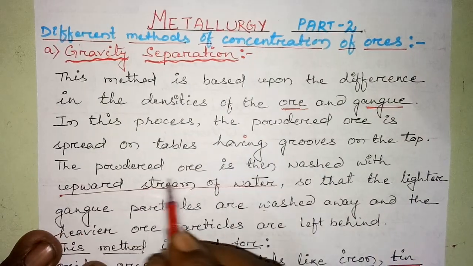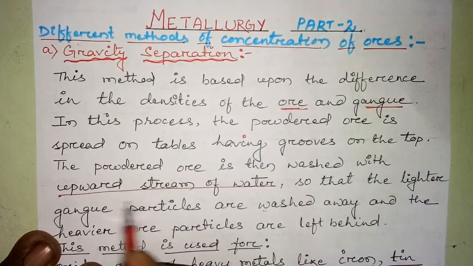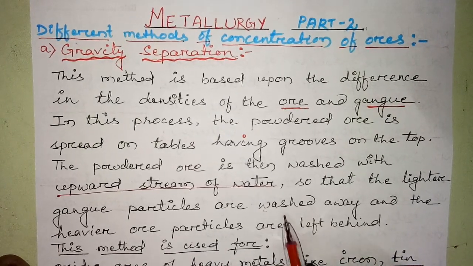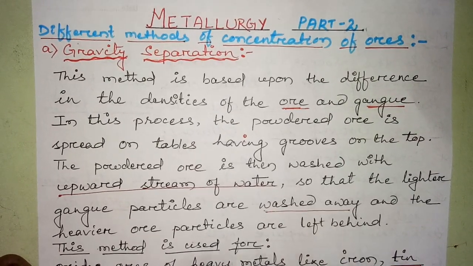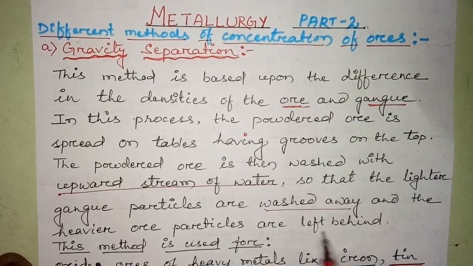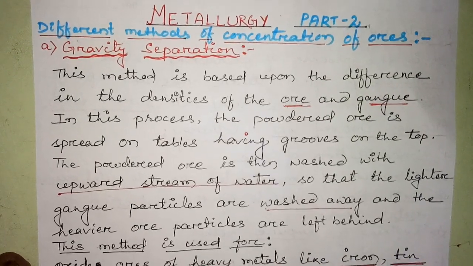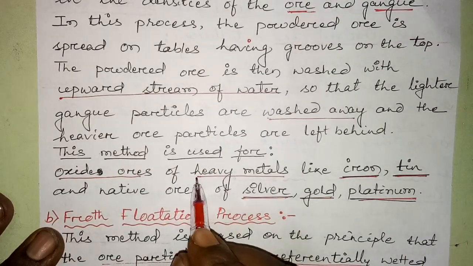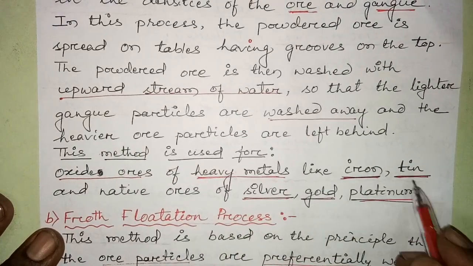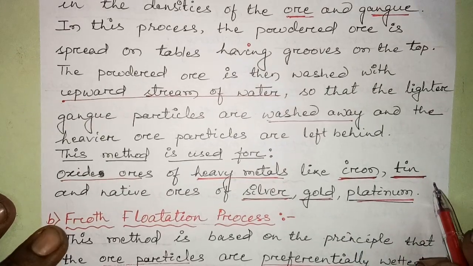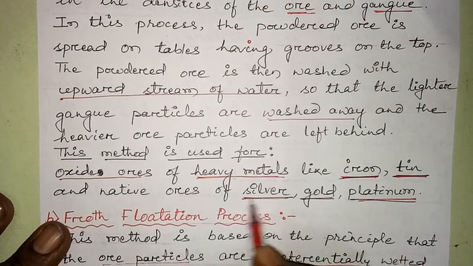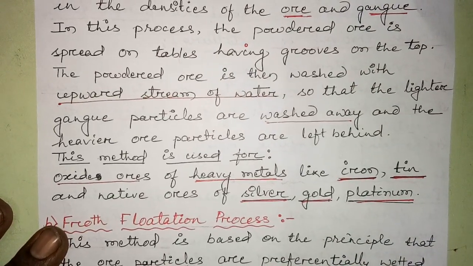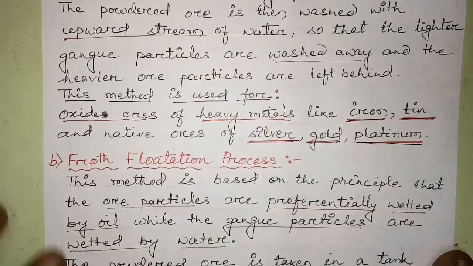What happens? The powdered ore is then washed with an upward stream of water so that the lighter gangue particles are washed away and the heavier ore particles are left behind. This method is mainly implemented for the oxide ores of heavy metals like iron and tin and the native ores of silver, gold and platinum. Okay. Then the next method we are going to discuss is froth flotation.